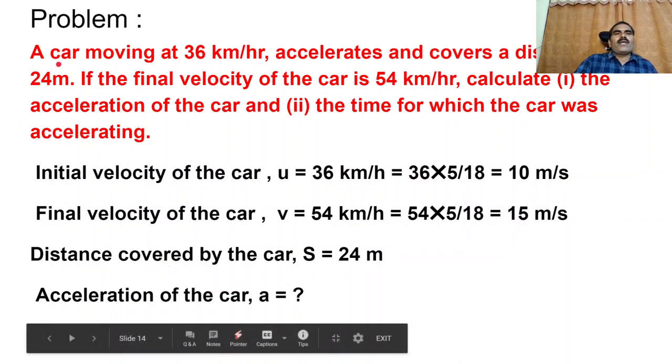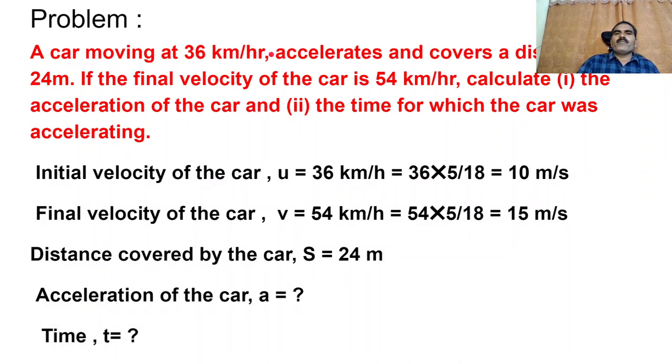Here see, a car moving at 36 kilometers per hour accelerates and covers a distance of 24 meters. If the final velocity of the car is 54 kilometers per hour, calculate the acceleration of the car and the time for which the car was accelerating. See, the car is moving at 36 kilometers per hour. It covers a distance of 24 meters.